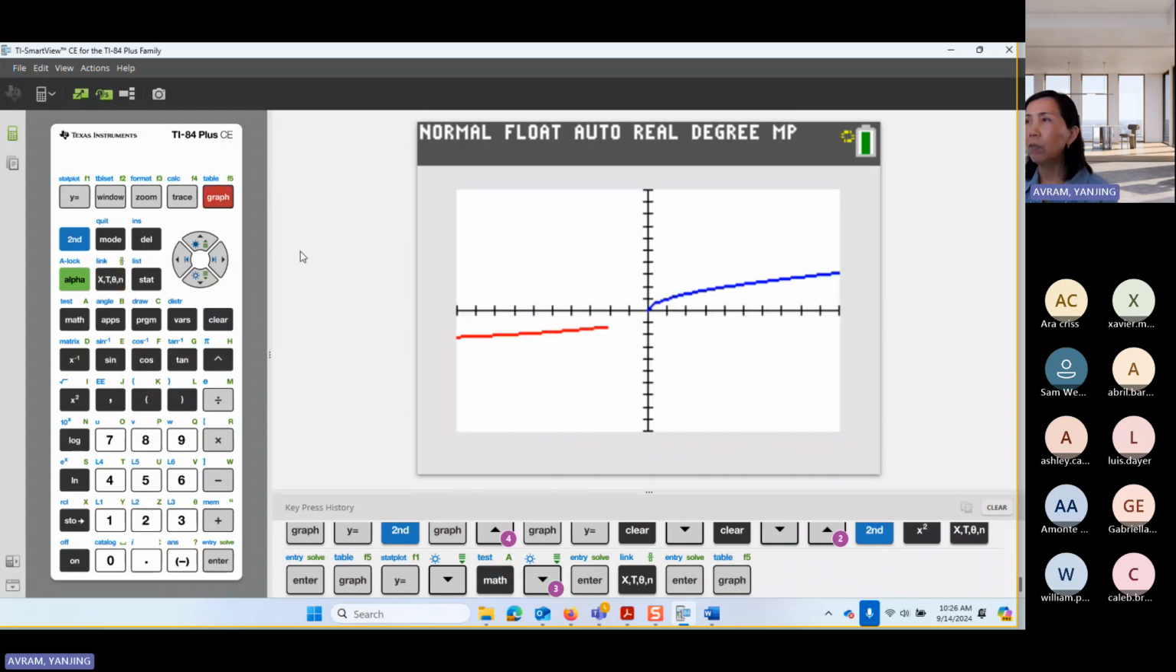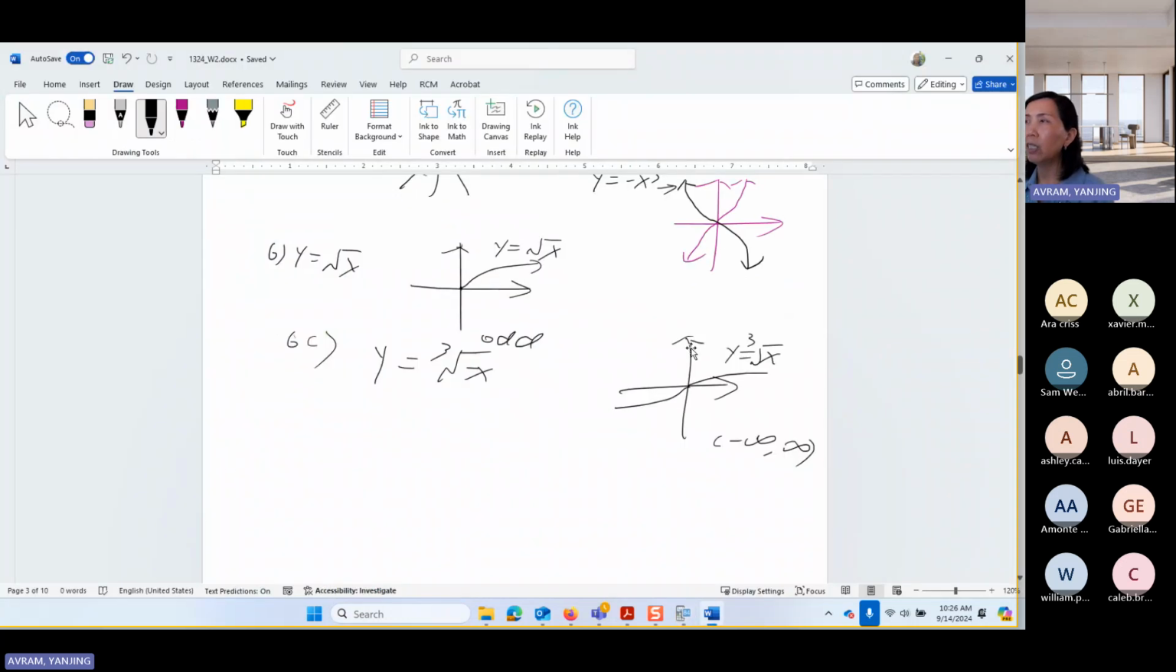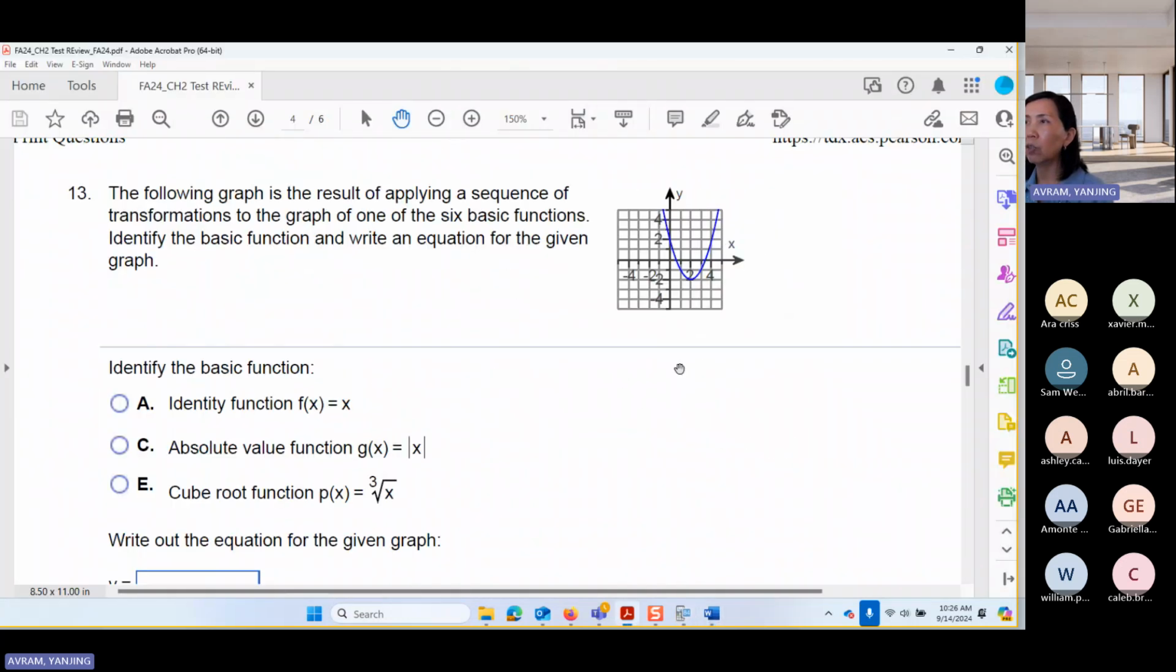Okay, so we can graph the cube root, which is the red one, right? For the cube root, x can be negative, can be positive, can be all real numbers. But with the square root, the even root, you have a limited domain. You can use the calculator for this as well. So this one looks like a y equal to x squared transform.